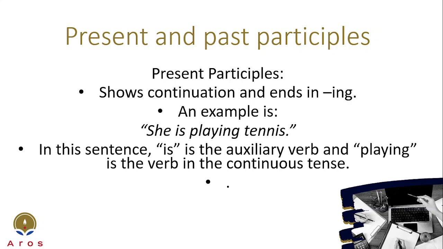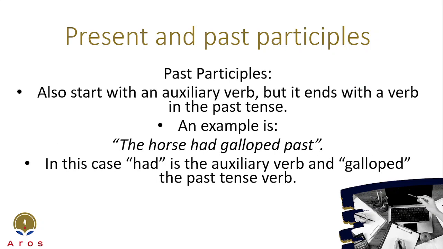Okay. Kom ons kyk net bietjie meer, zoom ons weer bietjie daarin. Daar is die voorbeeld van past participles. I said it starts with an auxiliary verb, but ends with a verb in the past tense. If you look at the example there, the horse had galloped past. In this case, had is the auxiliary verb and galloped is the past tense verb. Dit is natuurlik past perfect tense daai wat hulle daar gebruik. Daar sien jy in die werkwoord galloped ED wat anders is past tense.